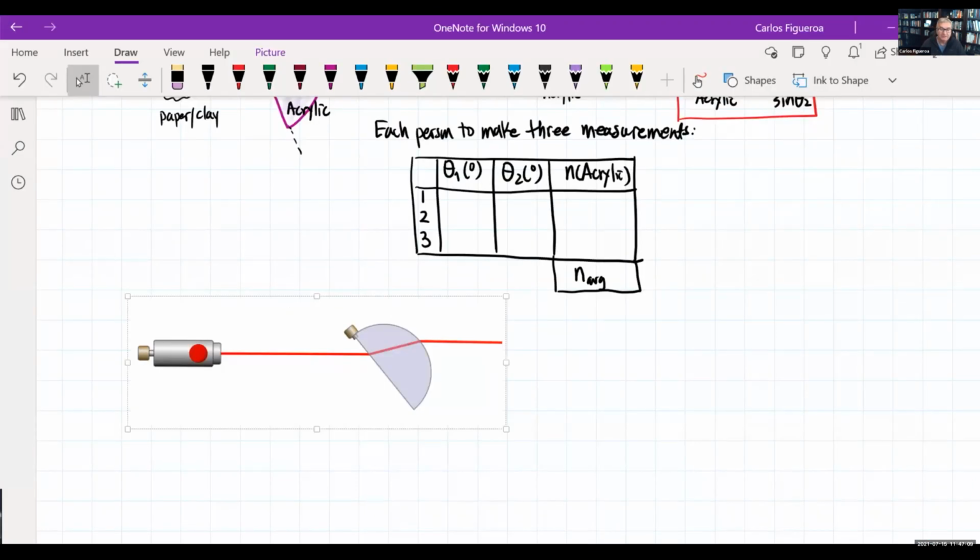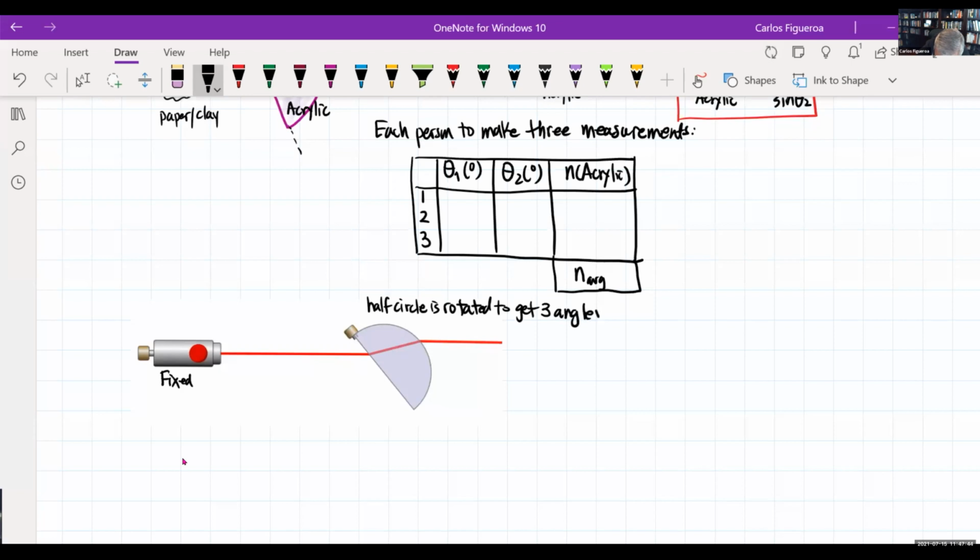So you can see what I'm setting up here is that I have the laser, which remember, you're going to have that already. And now that you have the laser, remember, keep this thing fixed, right? This is fixed. The half circle is rotated to get 3 angles. Okay, so that's the thing that you want to do.